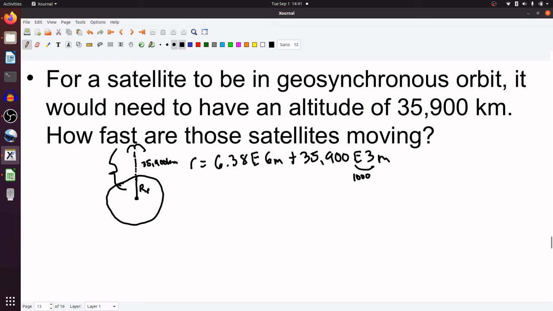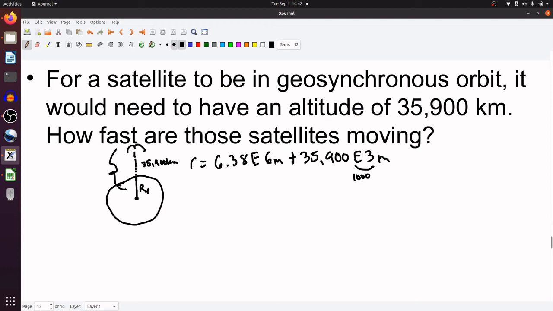I somehow end up teaching Physics 2 soon. I do this all the time to convert from micro to nano and various other milli and very, very small objects. I just throw on E3s, E6s, E9s, and it's a quick conversion. But this is an easy way of doing it. So it's basically 35,900 times 1,000. That's what it means.